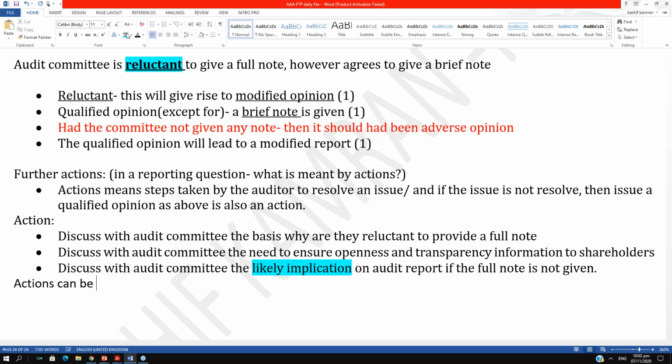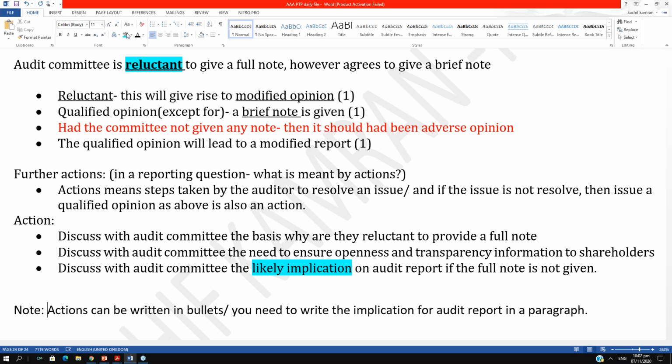Actions can be written in bullets, but you need to write the implication for the audit report in a paragraph. The implication for the audit report in a paragraph. Is that clear to everyone? So this is a note for all of you.